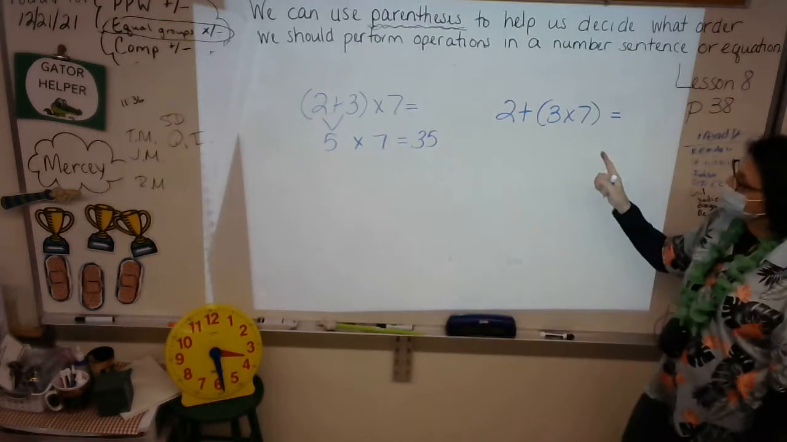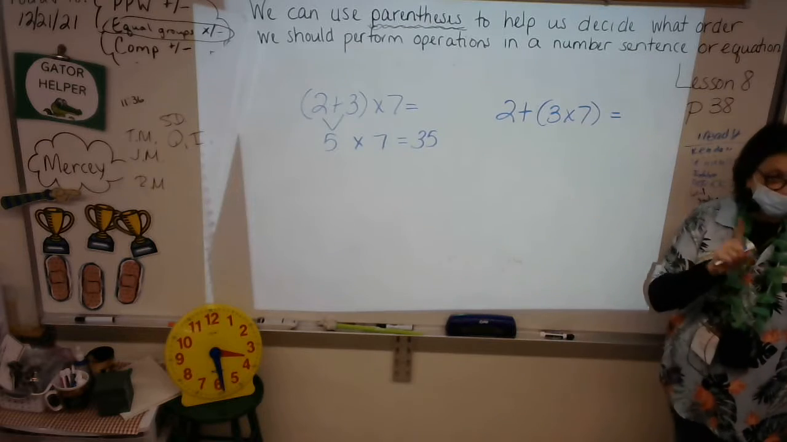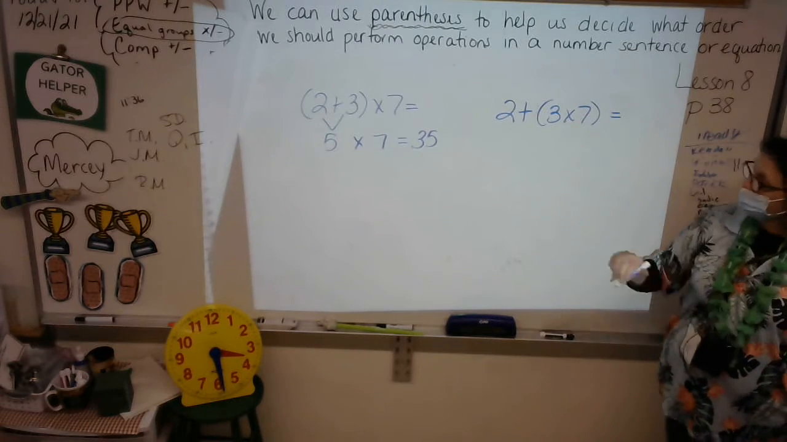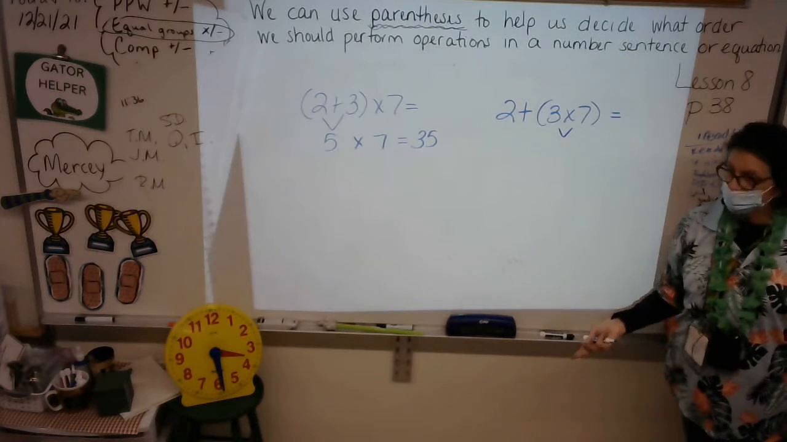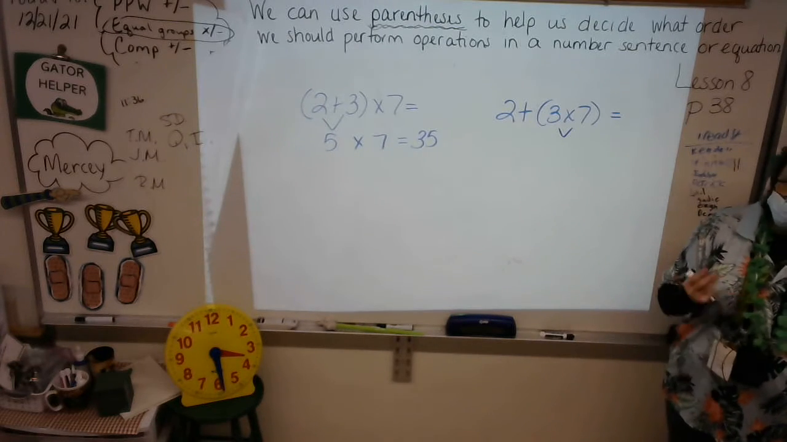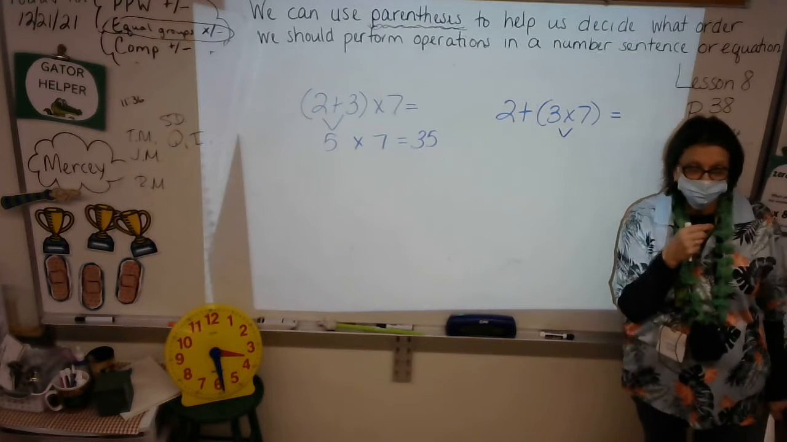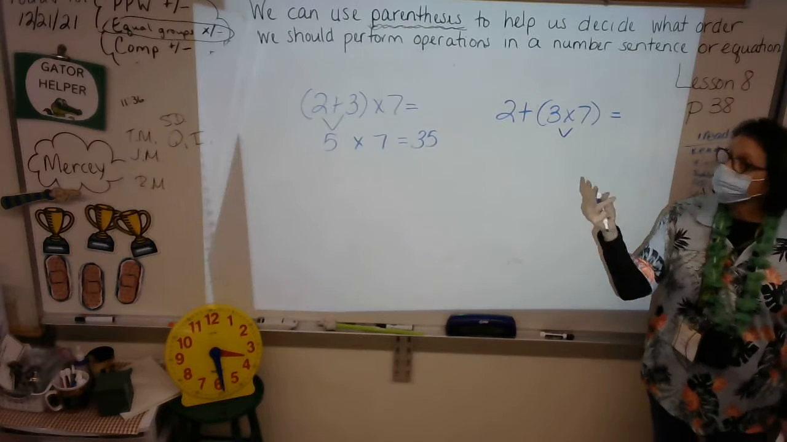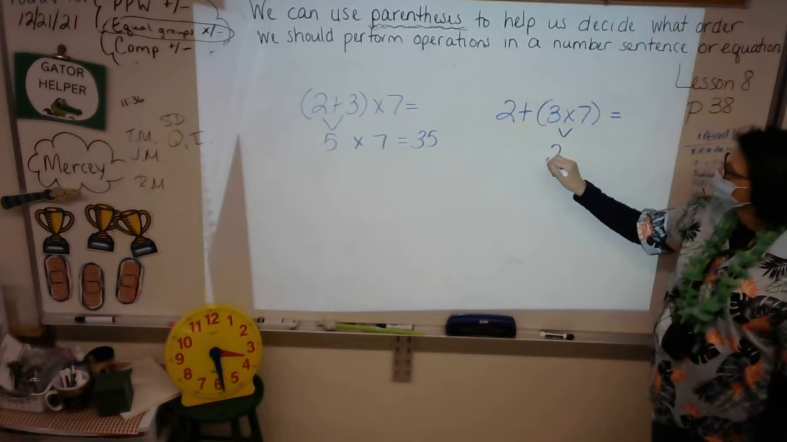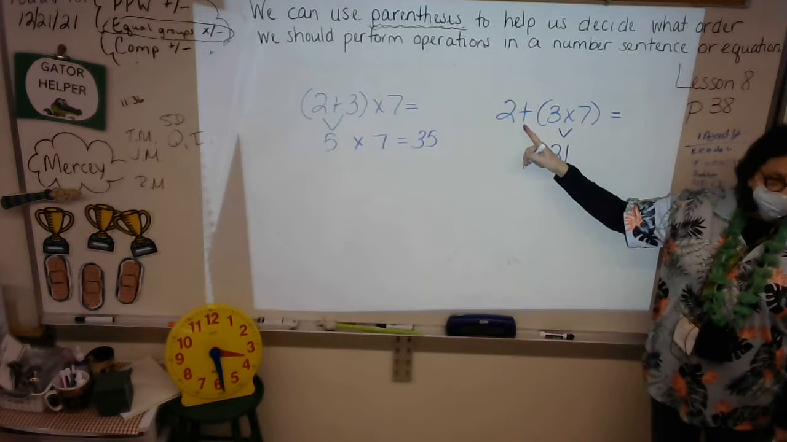Well, now let's come over here. What's in parentheses over here? 3 times 7. So that's what we have to do first. So what is 3 times 7? Go ahead and skip count by 7 3 times, or skip count by 3 7 times. Whichever one is easiest for you. I'm going to probably skip count by 7s because we did that fluency earlier. Do it fast. 7, 14, 21. So this is 21, but we still have to add 2 to it.